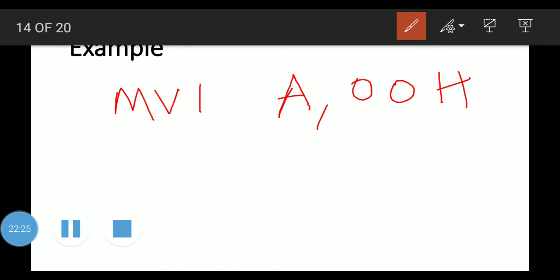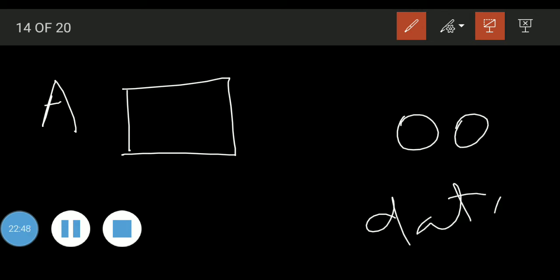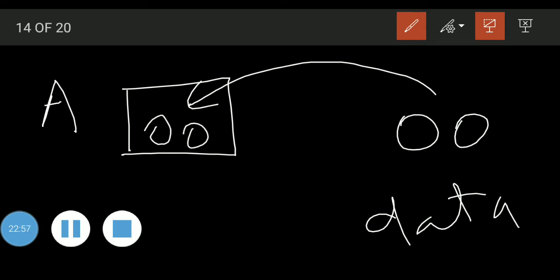A more detailed example of MVI A,00. Suppose in register A there is some data already, but I have data 00. This data I want to move into A. In order to move this data, we need to directly specify MVI A,00.